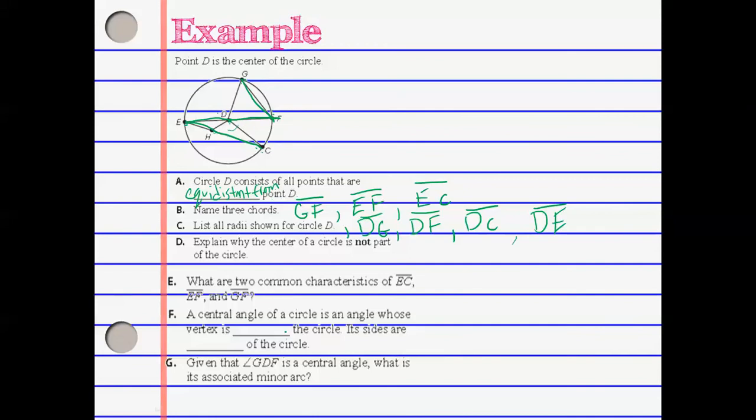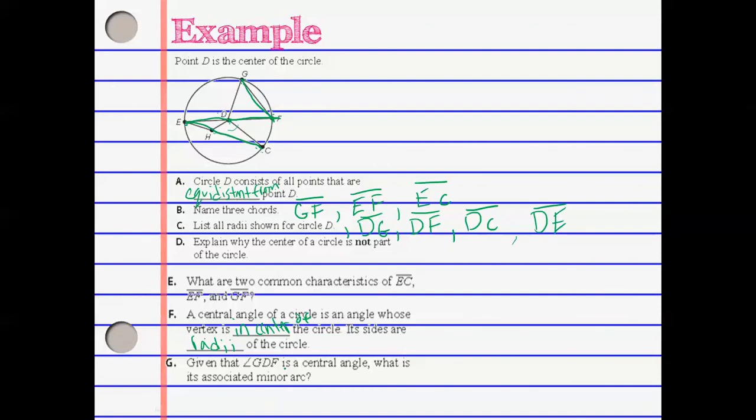F says a central angle of a circle is an angle whose vertex is blank the circle. Remember, a central angle means that it's in the center of the circle. So, in center of the circle. And its sides are blank of the circle. That means its sides are radii, because they go from the middle to the edge.